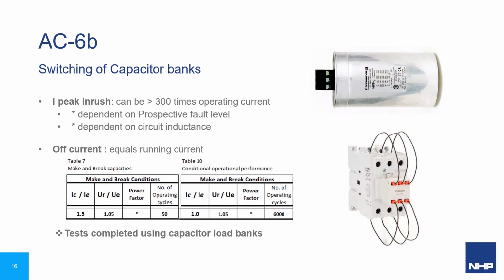The testing conditions for AC6B duty making and breaking capacity is at 1.5 times its rated current, with the conditional making and breaking at rated Ie. However, the testing is performed with actual banks of capacitors of a value to the testing current, which provides the high initial inrush of the application at a low power factor.